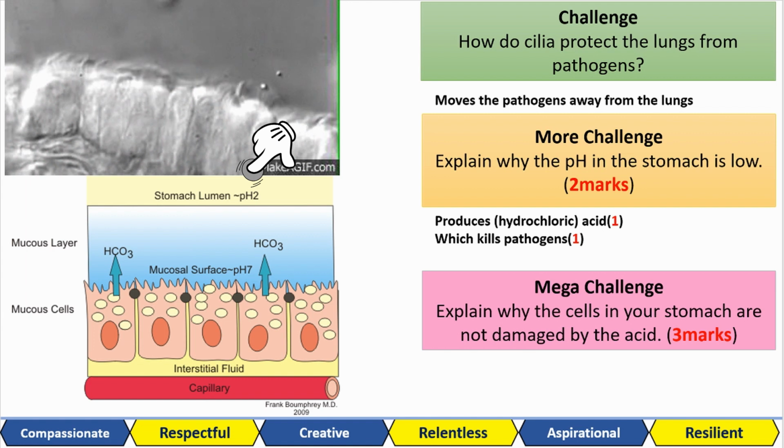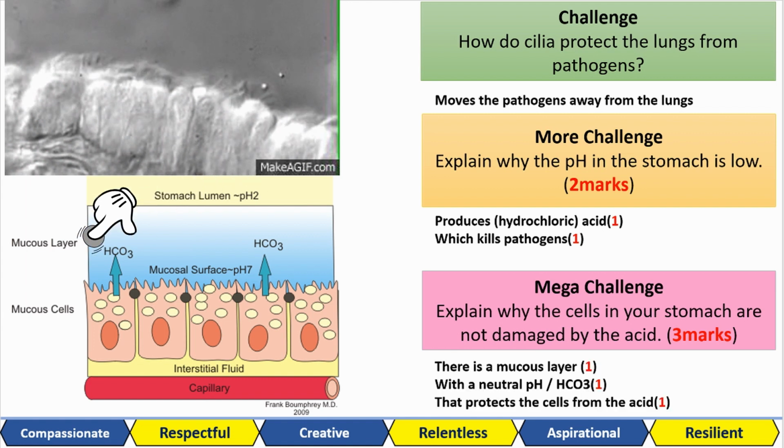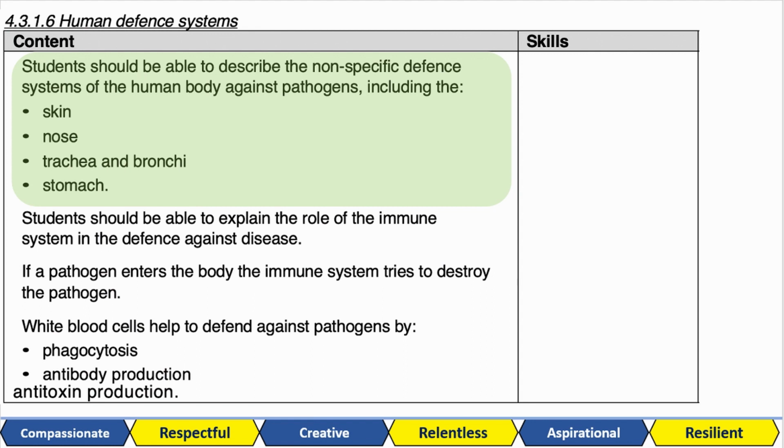For the last question, we can see that there is a mucus layer between the acid and the cells. This mucus layer is pH 7, so it's neutral, and it also has the hydrogen carbonate inside it, which protects the cells from the acid. So we have completed this section of the specification. This has all been the first line of defense.